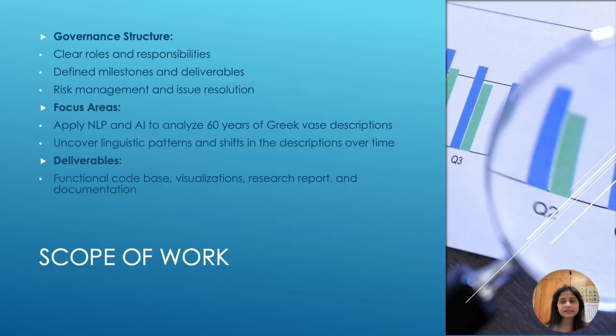So, our project governance is centered around structured planning and clear milestones. The scope of our work involves applying NLP and multimodal AI to analyze 60 years of A.D. Trendall's Greek vase descriptions. The primary focus is to uncover linguistic patterns and understand how these descriptions have evolved over time. We aim to maintain strong project governance by clearly defining each team member's roles and responsibilities, ensuring timely delivery and mitigating risks as they arise. This structured approach will help us stay aligned with our objectives and efficiently manage any challenges throughout the project.